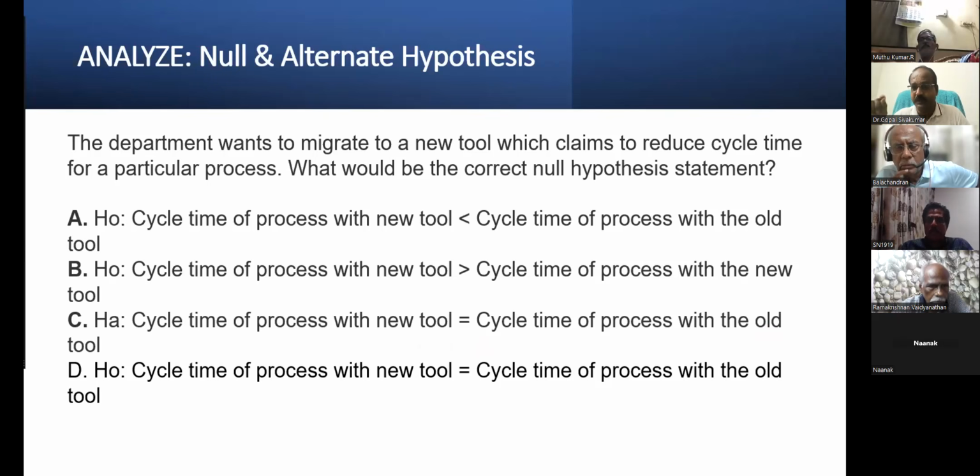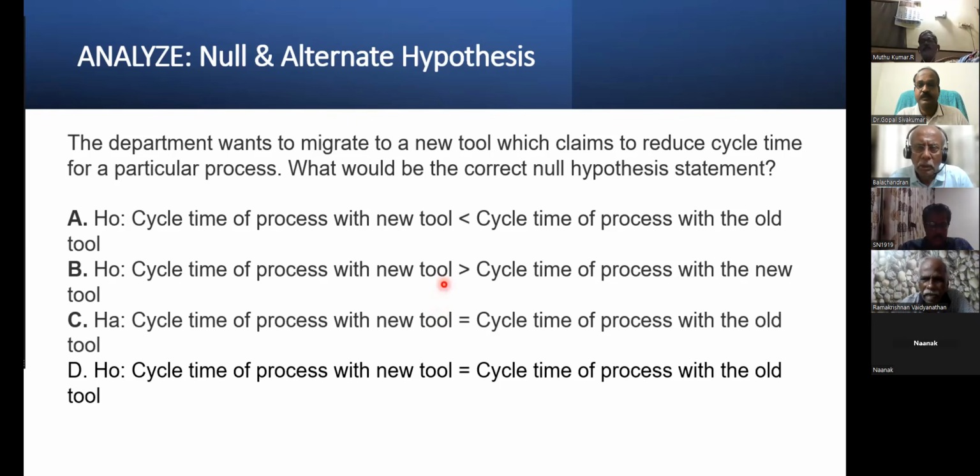Null statement is always statement of equality. So the old belief is whether you are using new tool or the old tool, the cycle time will be same. As long as the process is right, whichever tool you apply, it should measure the same. Sir, you are trying to prove that the new tool will bring down the cycle time. That is your claim. Till you prove, we have to rely on the null only. But once you prove, then only we can start believing your claim, which is the alternate.